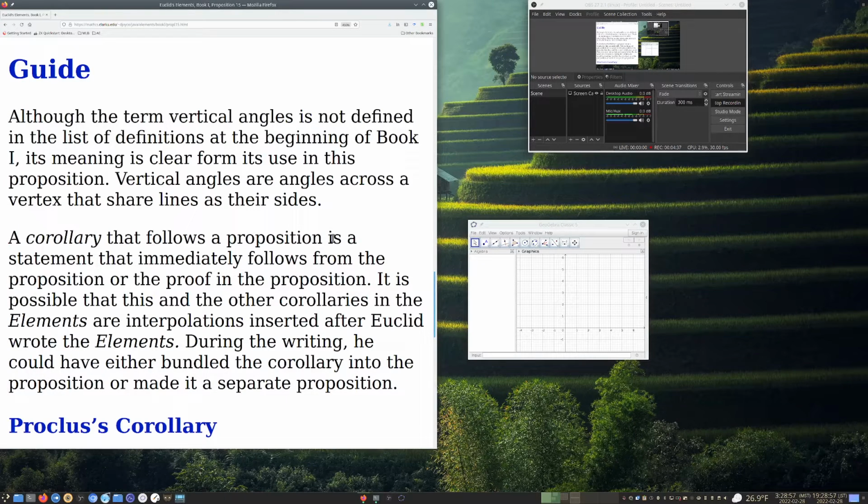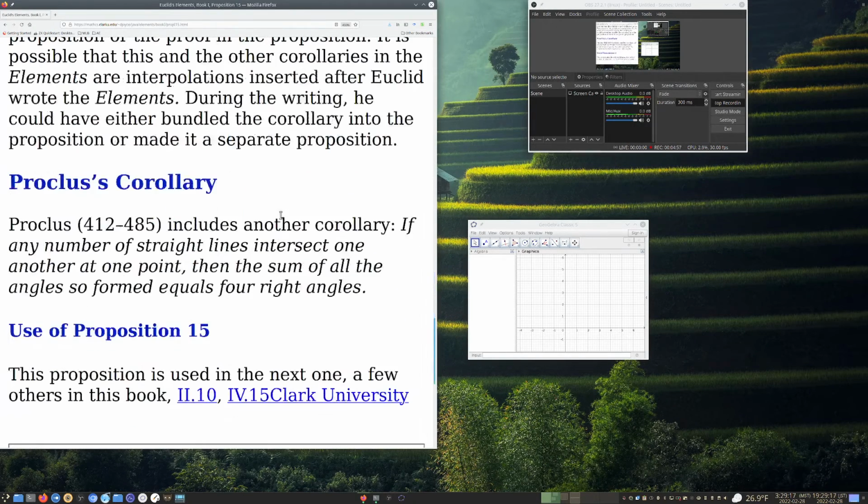A corollary that follows a proposition is a statement that immediately... I know what a corollary is. It is possible that this and the other corollaries are interpolations inserted after Euclid wrote the Elements. During the writing, he would have either bundled the corollary into the proposition or made it a separate proposition. Proclus includes another corollary. If any number of straight lines intersect one another at one point, then the sum of all the angles so formed equals four right angles, right?